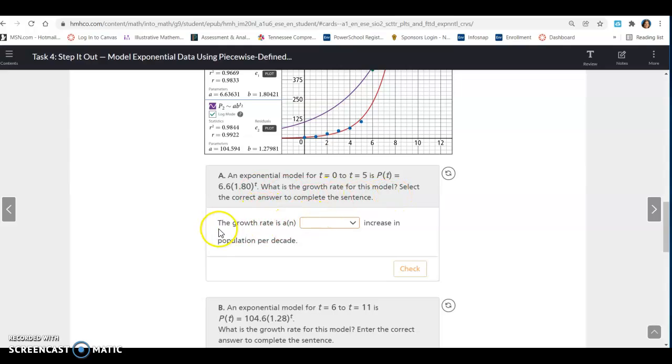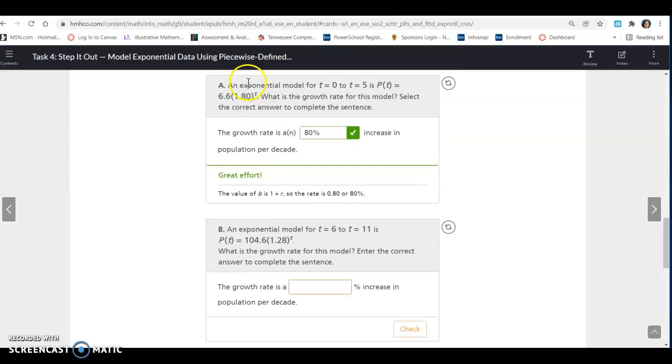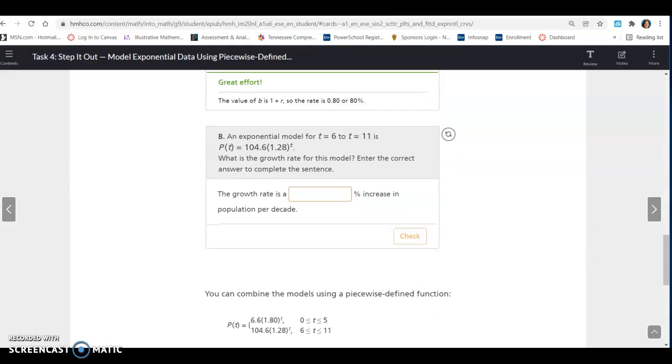Select the correct answer. All right, so the growth rate is 80%, because you would move it 2 decimal places. And that comes from, again, 1 plus your R. So if you subtract 1, that's the 0.80, and turn 0.80 into a percentage, you get 80%.